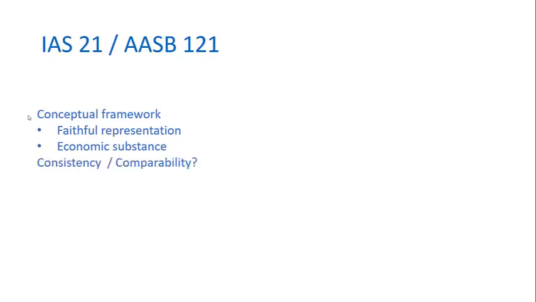The accounting standard addressing foreign currencies is IAS 21 or AASB 121. And if we think about what the conceptual framework might have to say about how foreign currencies are accounted for, it would say that we need to be concerned with faithful representation and capturing the economic substance of transactions or balances. We also need to ensure that we have some consistency and comparability, and we're going to see this emerging over the next couple of topics, because we're going to see how this topic flows into accounting for financial instruments, and foreign currency monetary items might well just as easily be accounted for as a financial instrument.